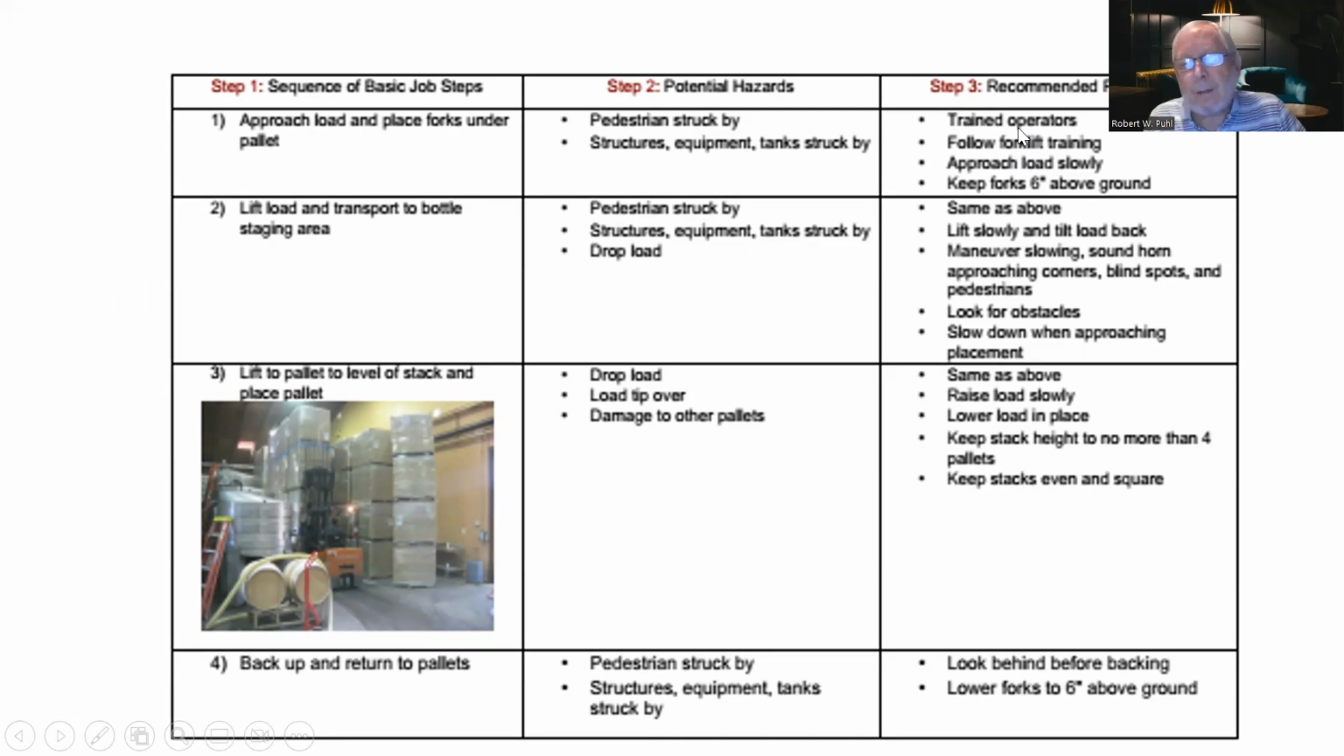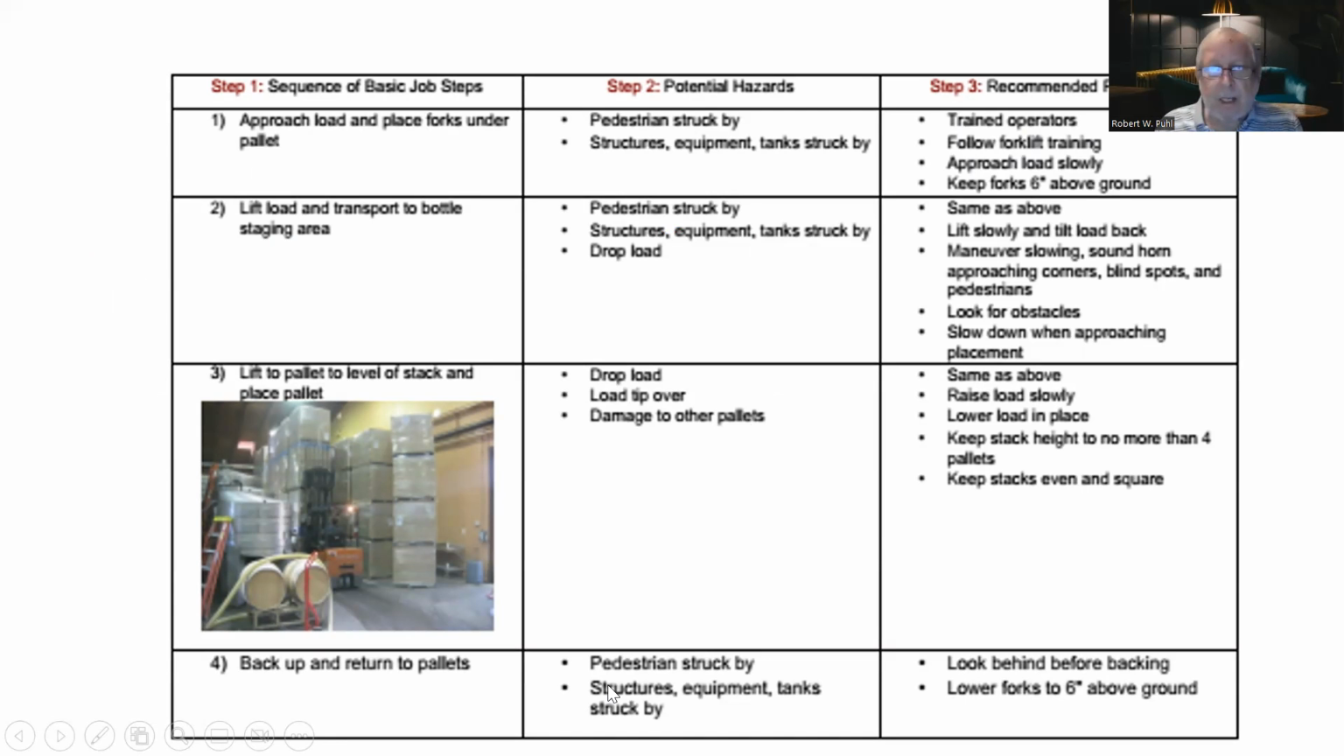If you train your operators, I mean, you have to say follow your training. Approach load slowly. Keep forks 6 inches above the ground. I don't know how keeping your load 6 inches above the ground is going to stop you from running into something. But that's what they say here. So there is your job safety analysis they've done.